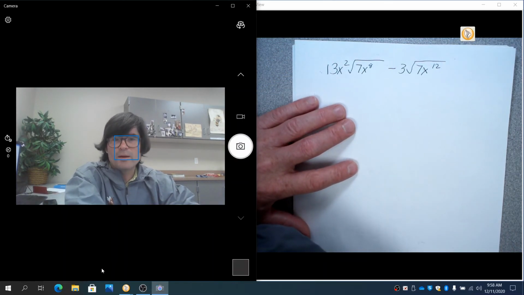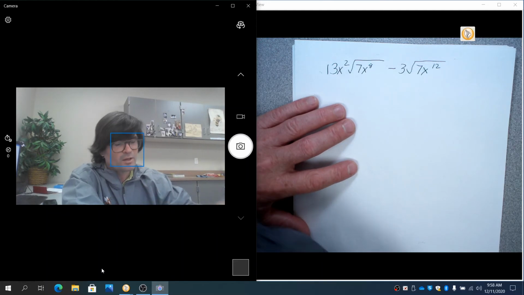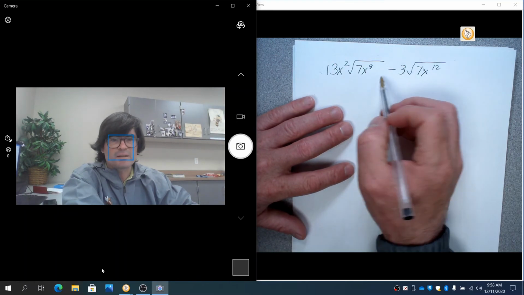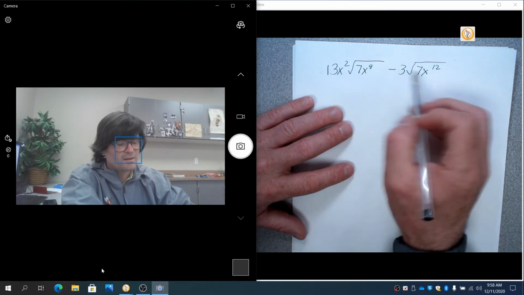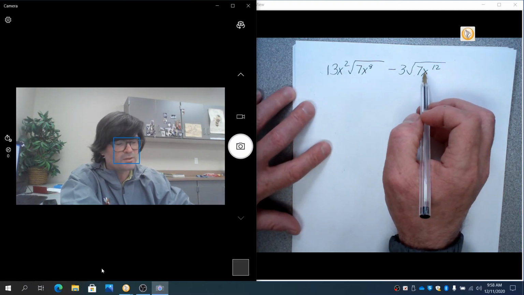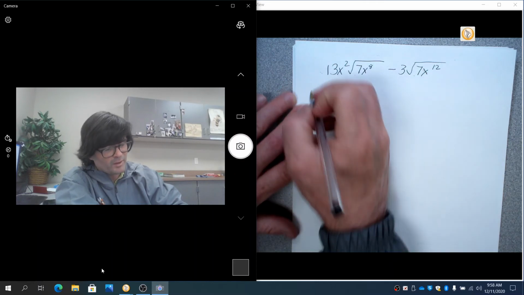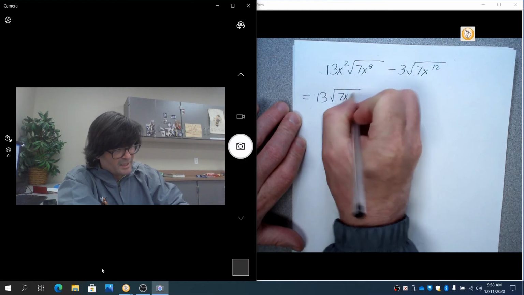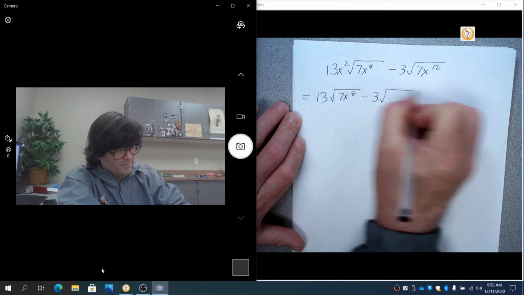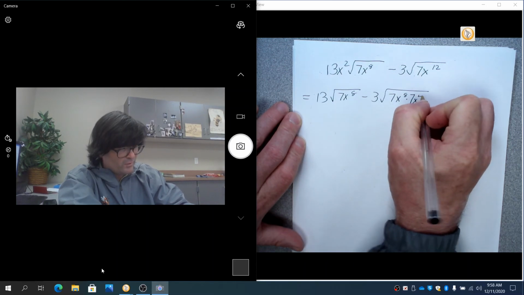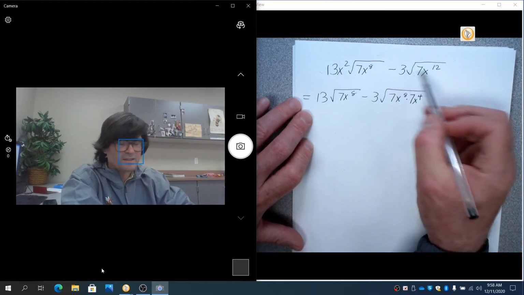In order to perform subtraction or addition, we have to have the same thing under the radical. So in this particular case, I have 7x to the 8th. Here I have 7x to the 12th. They don't match. So what I'm going to do is take the x to the 12th and break that up into 7x to the 8th times 7x to the 4th. Now, if I just took the square root of x to the 12th, that would be x to the 6th.